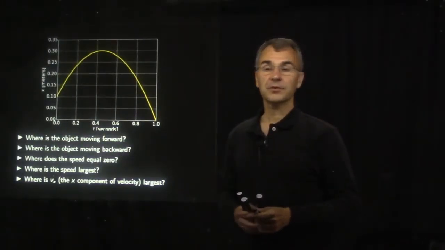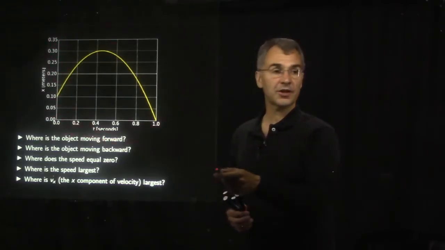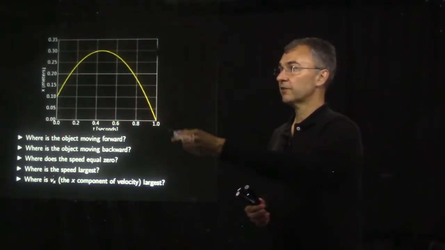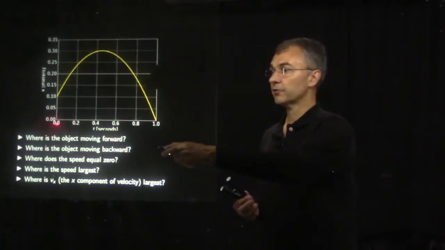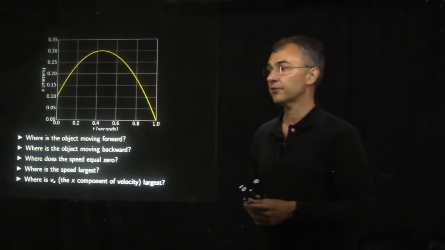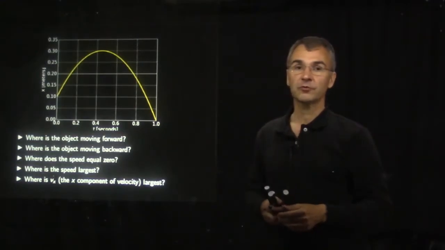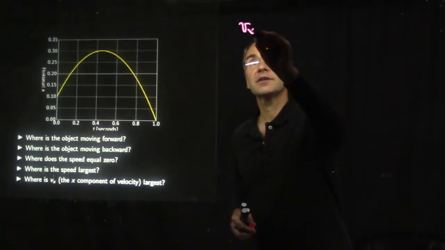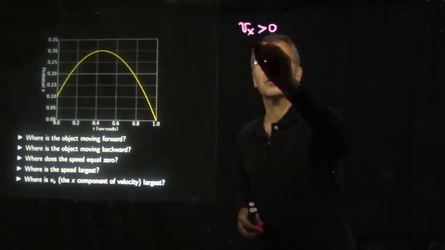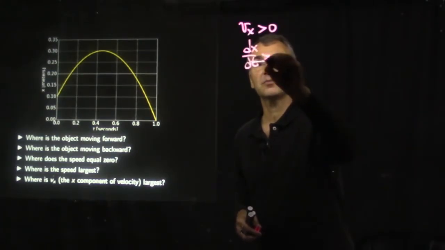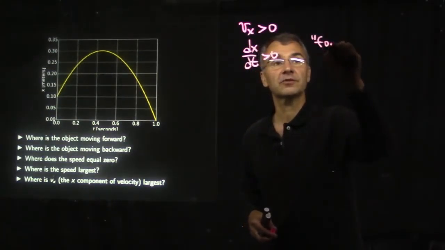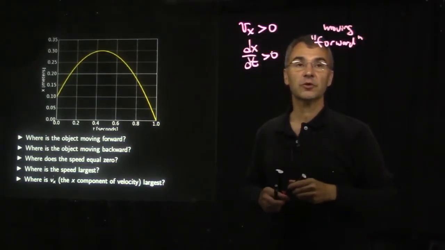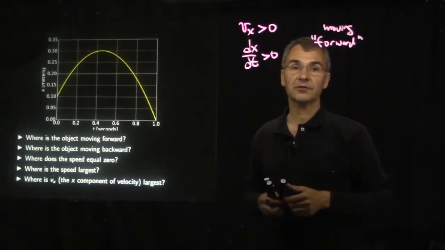Here's a graph of position in meters versus time in seconds. So the time goes from 0 seconds to 1 second. The position goes from 0 meters to 0.35 meters. Where is the object moving forward? What does forward mean? Forward means that the x component of velocity is bigger than 0. That means dx/dt is bigger than 0. That's what forward means.